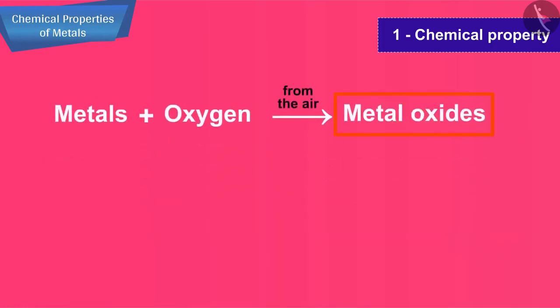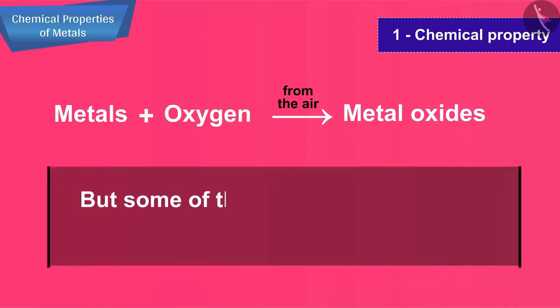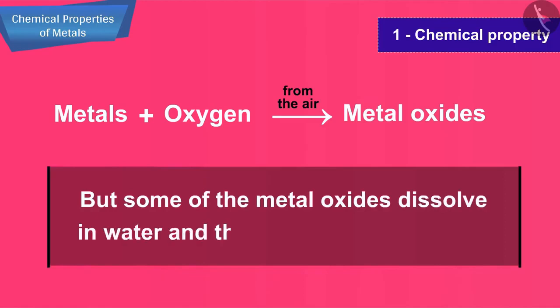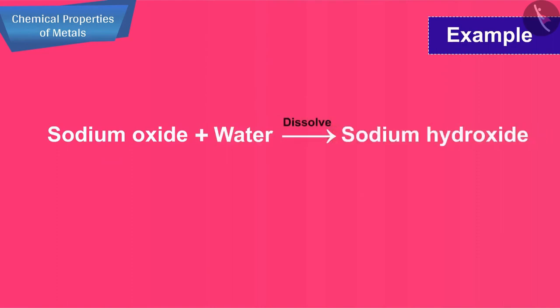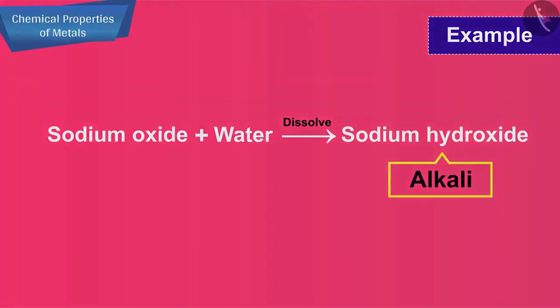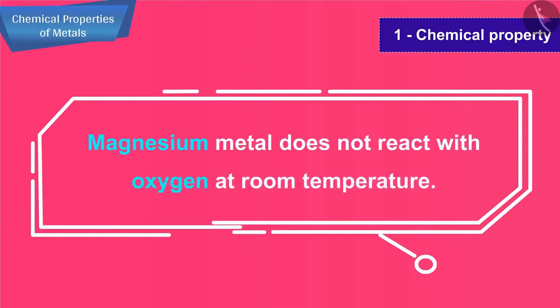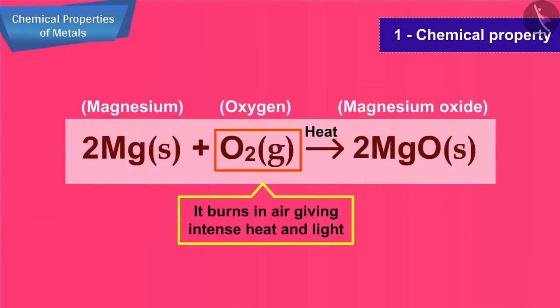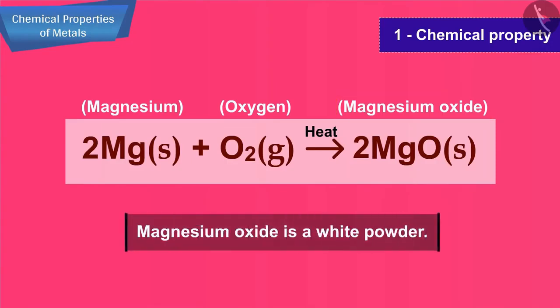The metal oxides formed in these reactions are mostly insoluble in water. But some of the metal oxides dissolve in water, and they are known as alkalis. For example, sodium oxide is soluble in water and dissolves in water to produce sodium hydroxide, which is an alkali. Magnesium metal does not react with oxygen at room temperature, but on heating, it burns in air, giving intense heat and light to form a basic oxide called magnesium oxide, which is a white powder.